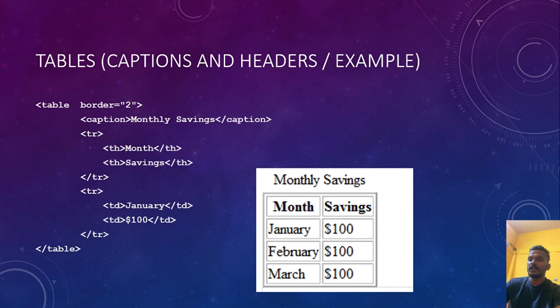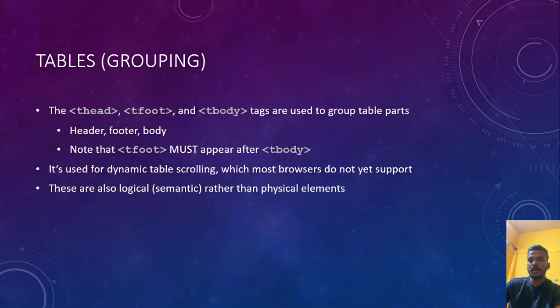Next is table grouping. The thead, tfoot, and tbody tags are used to group the table parts: header, footer, body. Note that tfoot must appear after the tbody. Whenever we use the tfoot tag, it must appear after the tbody itself. It is used for dynamic table scrolling, which most browsers do not yet support. These are also logical rather than physical elements.